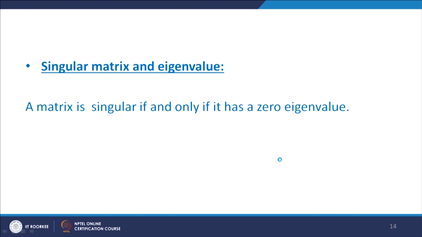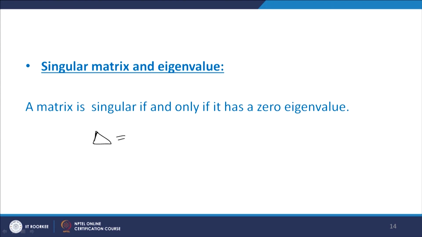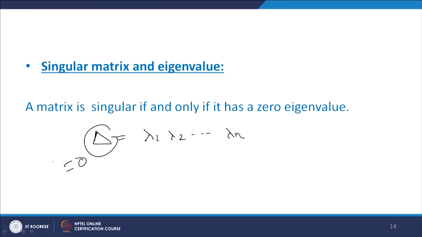Then singular matrix and eigenvalues. A matrix is singular if and only if it has a 0 eigenvalue. Singular means the determinant is 0. Let us say this is determinant delta, and these are eigenvalues lambda 1, lambda 2 up to lambda n. What is said, it has a 0 eigenvalue. Why? Because when the matrix is singular, delta, the determinant, equals 0, and this is only possible when one of the eigenvalues equals 0, lambda 2 equals 0 or lambda n equals 0. Therefore, it is shown that a matrix is singular if and only if it has a 0 eigenvalue.